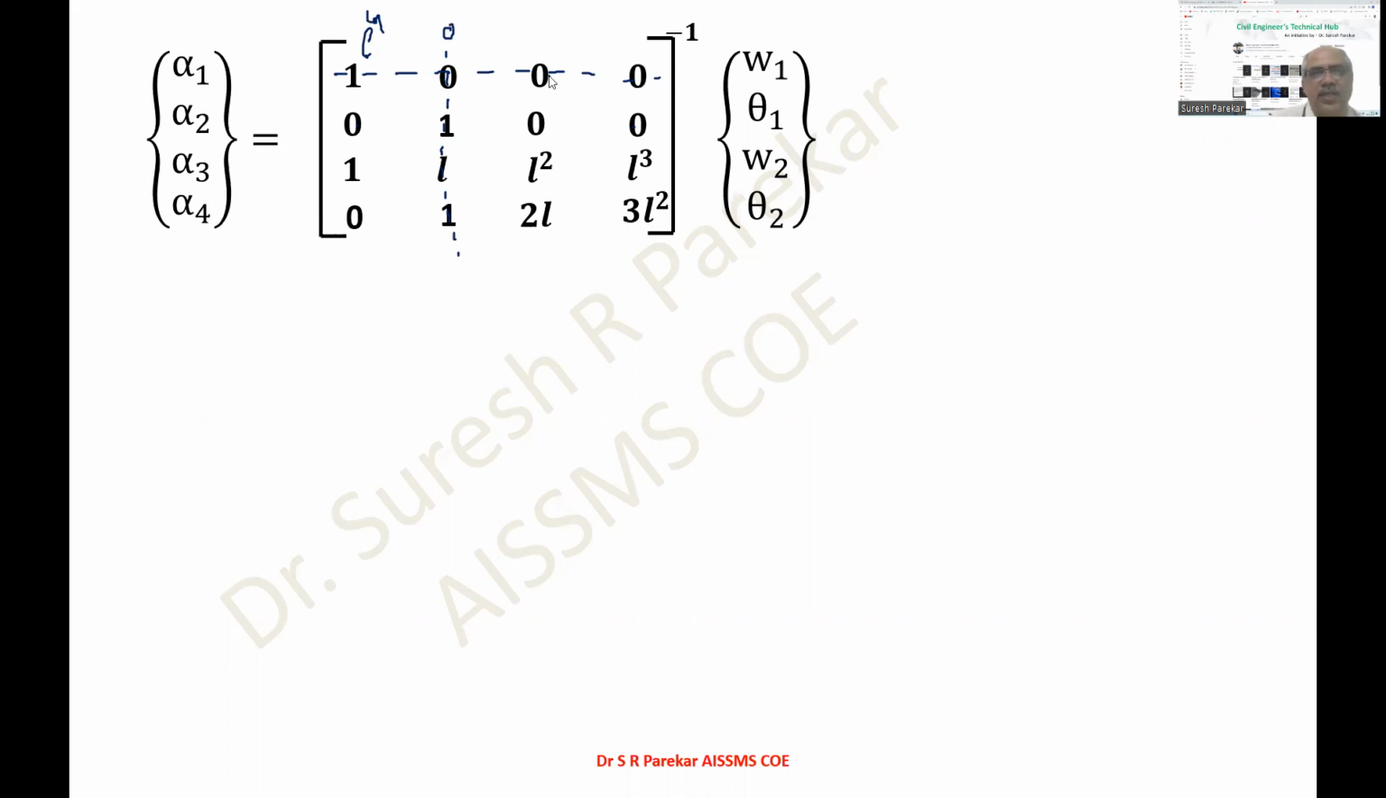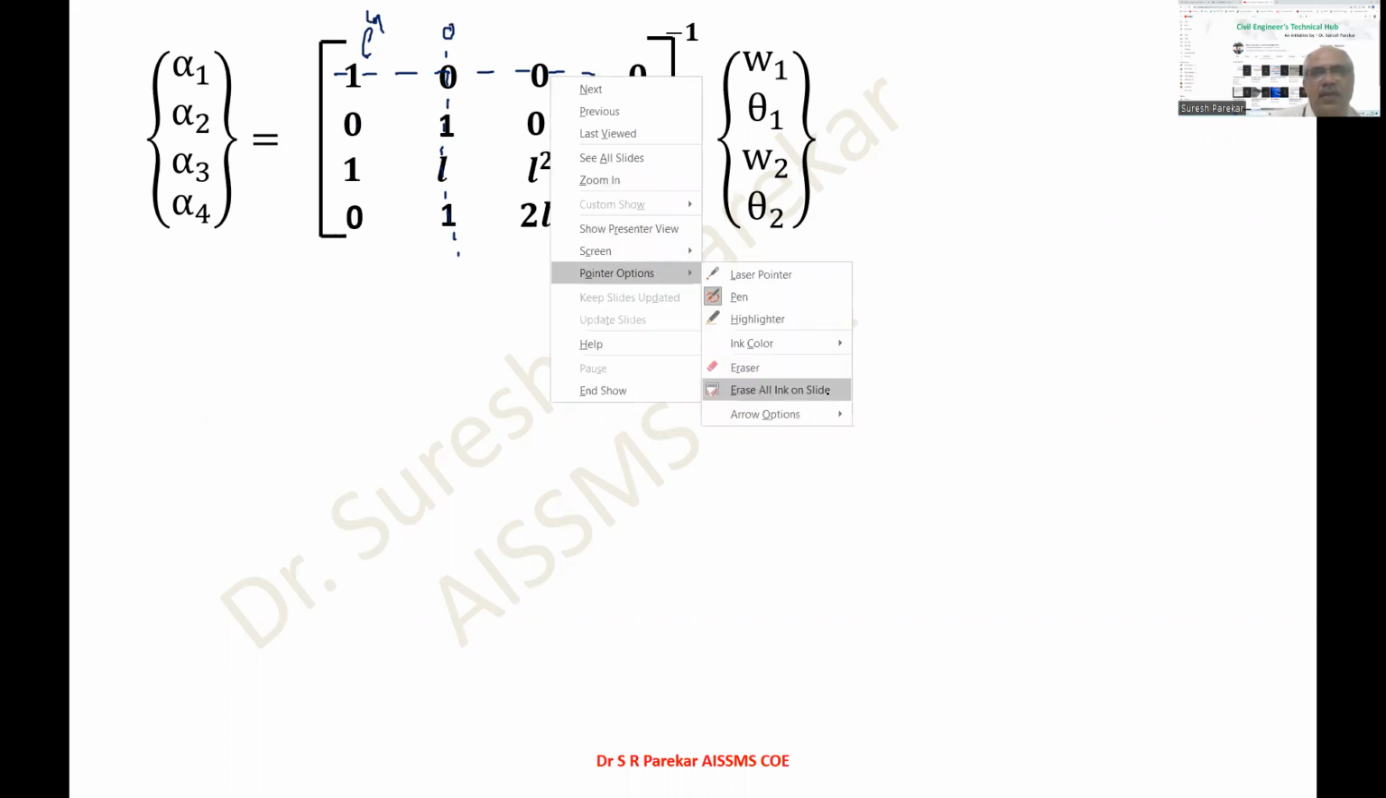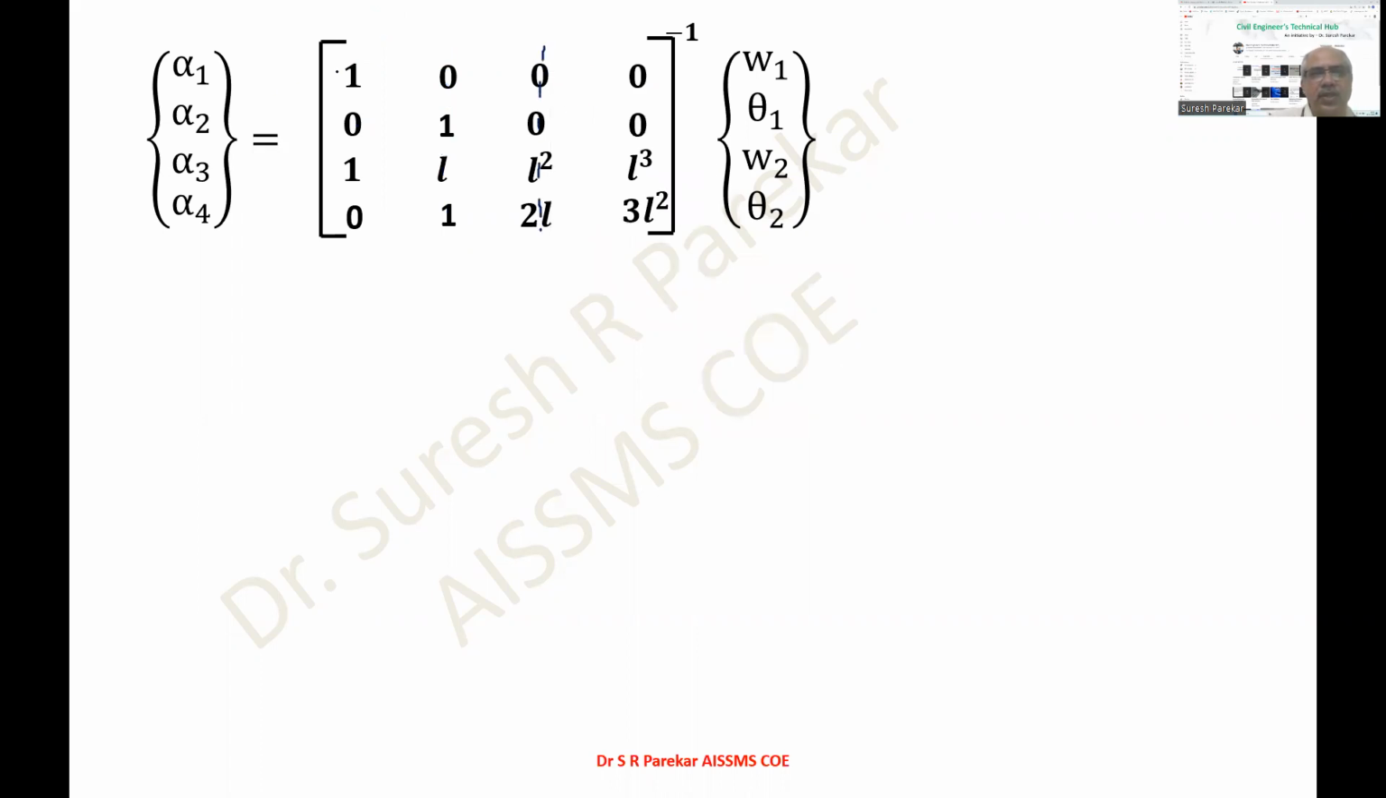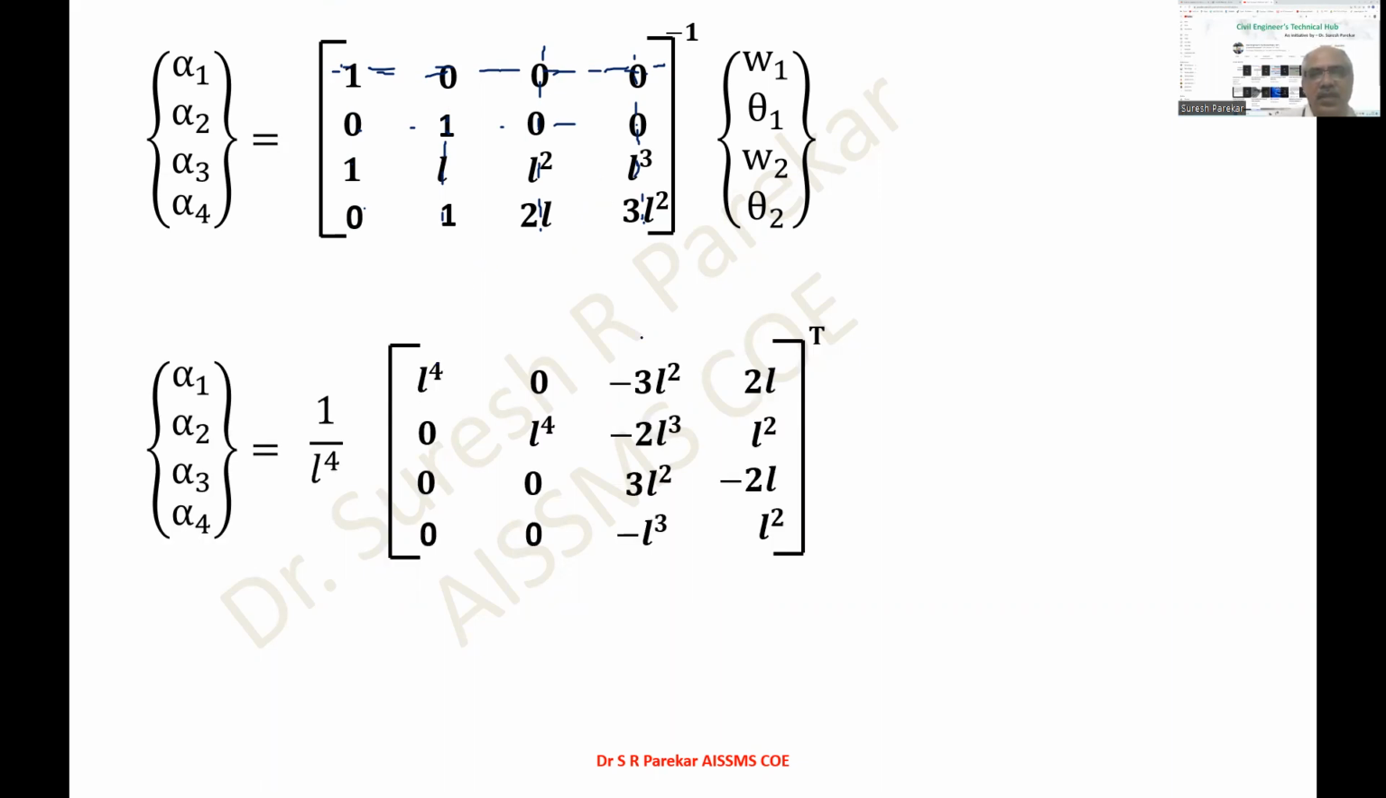Now next I will go to the third. Then for the third, I have to just remove this, and remove this. And then we have this 0, and this 0. So we have only 1 for this. So we have to remove this. So we have this 3L² and this becomes 0. So this will be 3L², and then for this last one, we are doing it like this. And then again, these two zeros. So we are going to get these values in this fashion. So just calculate this, and I will get this as minus 3L². Then I will get this as 2L.